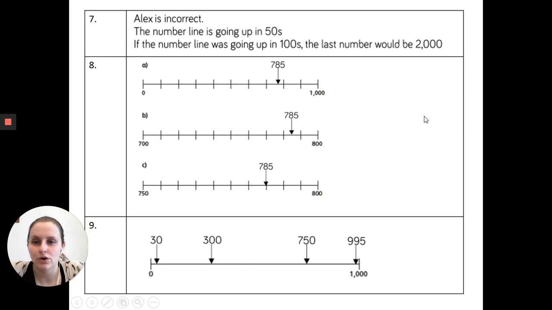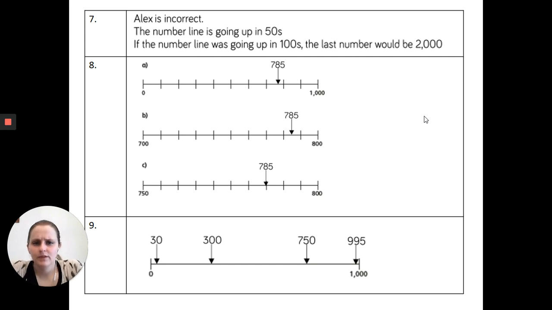Okay, Alex is incorrect. Her number line is actually going up in 50s. We've already done lots of number lines where we were going up in jumps of 100, and we know that if we've got a number line from 0 to 1,000, we've got 10 increments on there. She had 20 increments, therefore it's half of that 100, so it's 50. So if the number line was going up in hundreds, the last number would be 2,000. So on that number line she had drawn, if she was doing hundreds, it'd be 2,000. It'd be twice the amount.